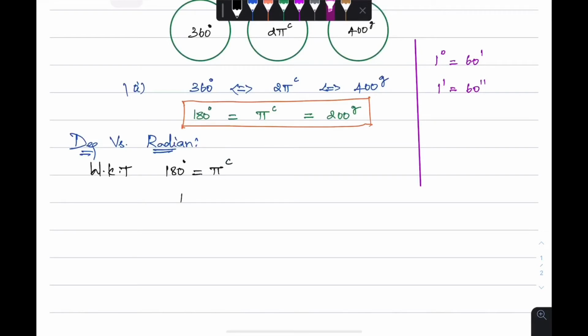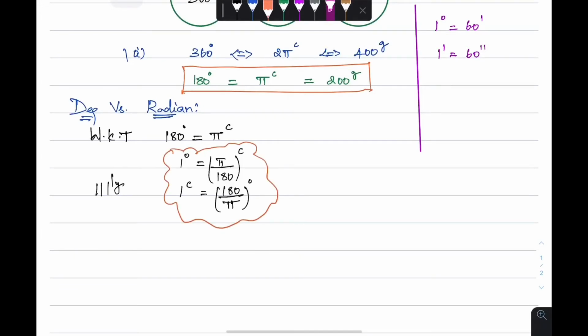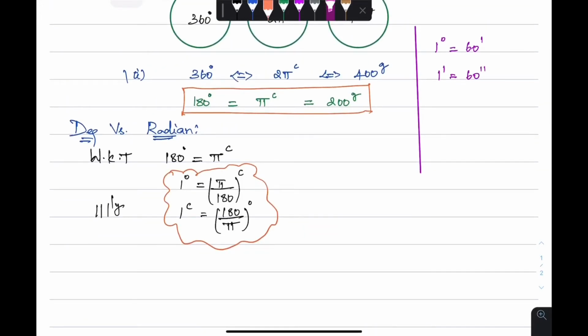So what will be 1 degree? Exactly, pi by 180 radian. So either you can write it like this. Similarly, I can say 1 radian is equal to 180 by pi degree. This is very important, children. This conversion is going to help us solve problems. So make a note of it.